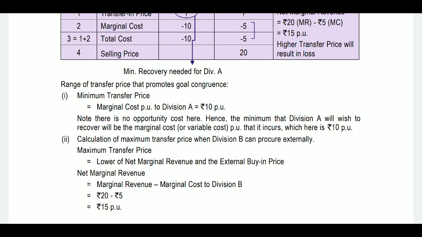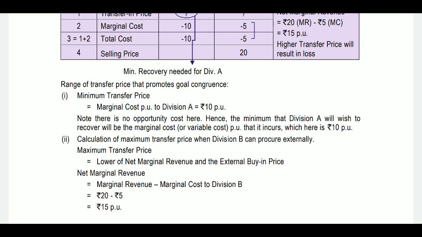The minimum transfer price will be the marginal cost per unit to division A plus the opportunity cost. If you have any opportunity cost we will add it, but we do not have any opportunity cost, so we will not add it. So 10 rupees is the minimum transfer price. Note there is no opportunity cost here, hence the minimum that division A will wish to recover will be the marginal cost that it incurs, which is 10 rupees per unit.